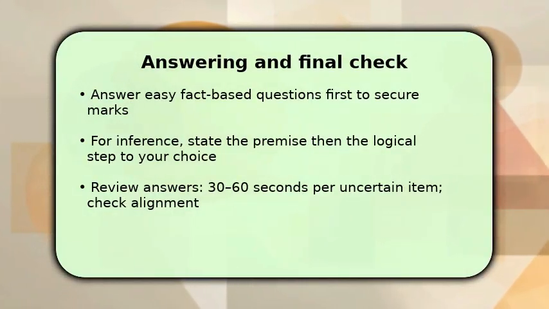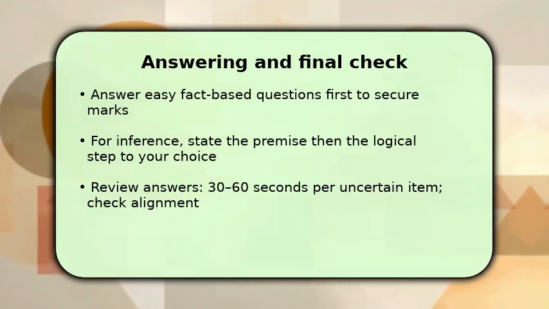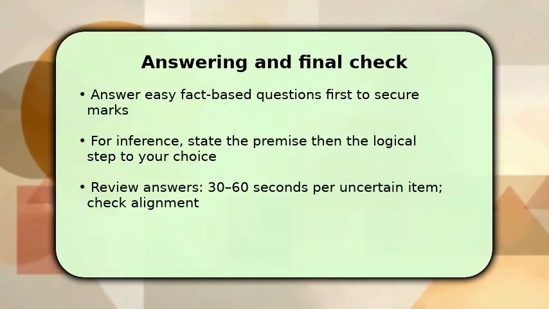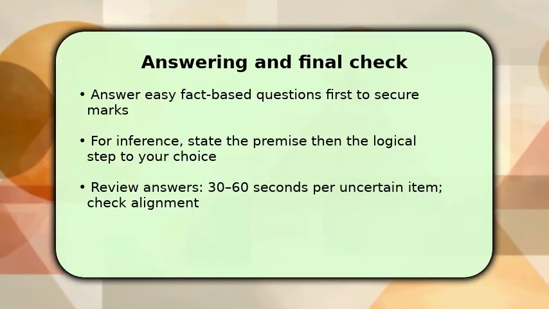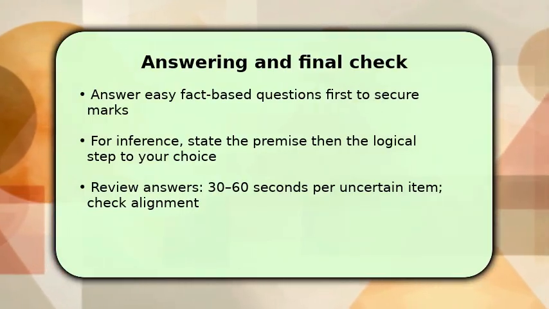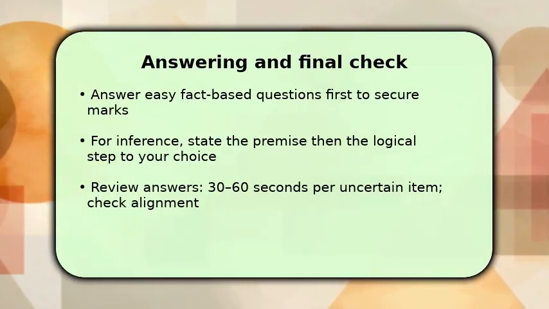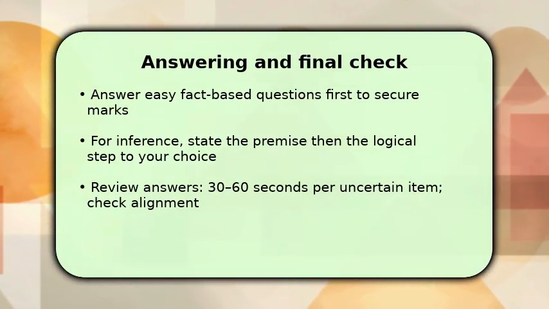Handle straightforward factual questions first to lock in points, then tackle vocabulary and context, and finally inference items. For each inference, state the premise you found and then articulate the logical step to your chosen answer so you can justify it quickly. Once done, allow 30-60 seconds per uncertain item to recheck the passage alignment.